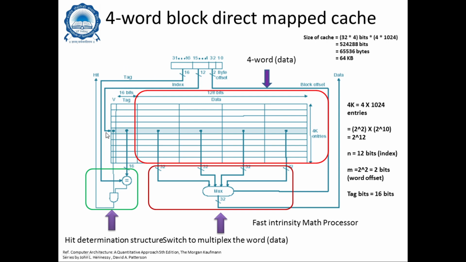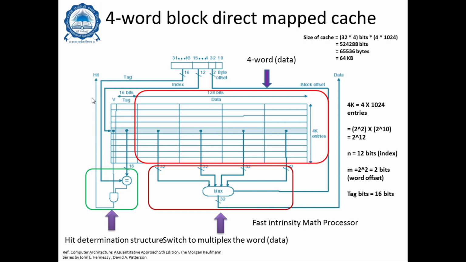This tag comparison is performed with the tag value of the cache architecture through a comparator, and if that comes out to be equal, then we will AND it with the value of the valid field. This has to be kept on. If it is on, it will yield a true value and result in a hit. So this is a hit determination structure.